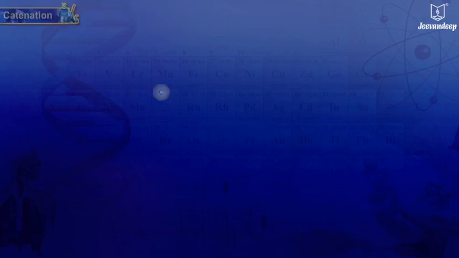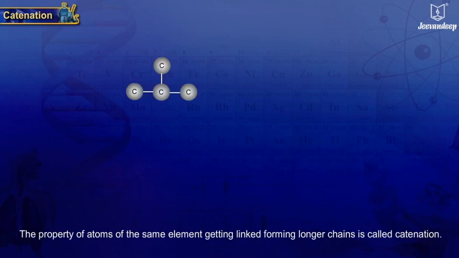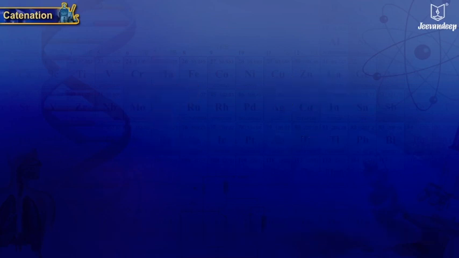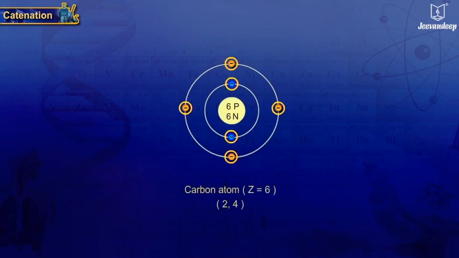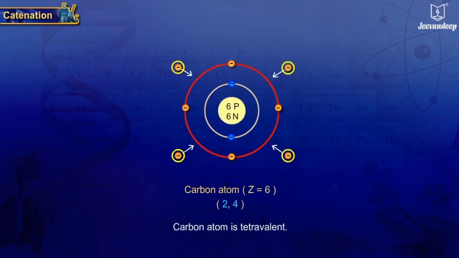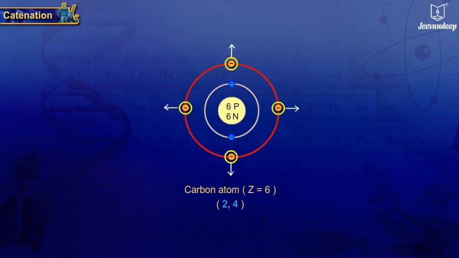Catenation. The property of atoms of the same element getting linked, forming longer chains, is called catenation. The atomic number of carbon is 6. The electronic configuration of carbon is 2,4. Carbon has 4 electrons in the outermost orbit and hence it is tetravalent. It could gain 4 electrons or lose 4 electrons to attain stable electronic configuration.